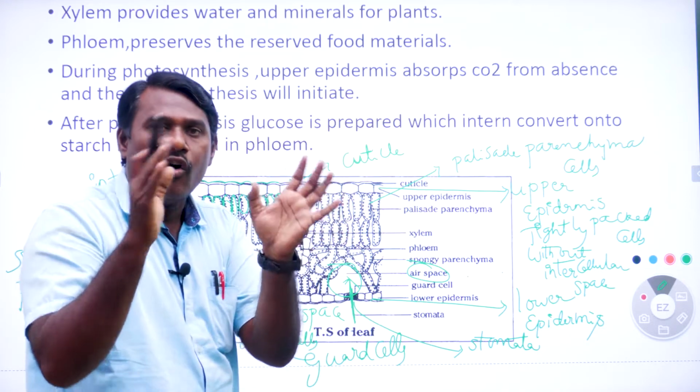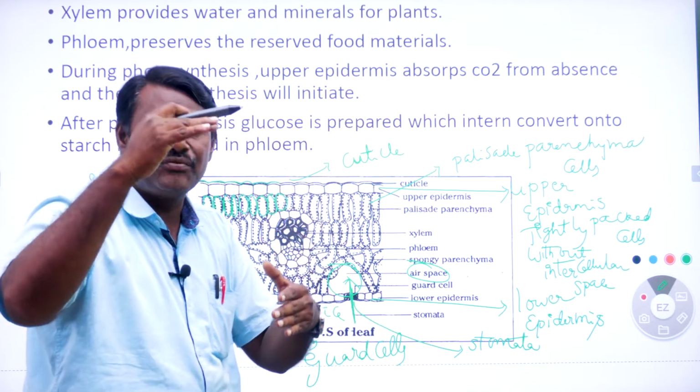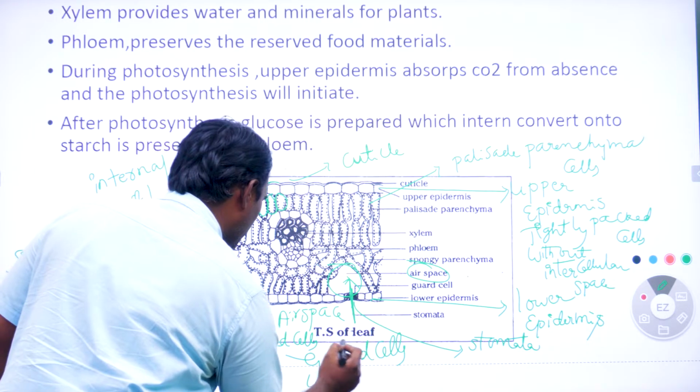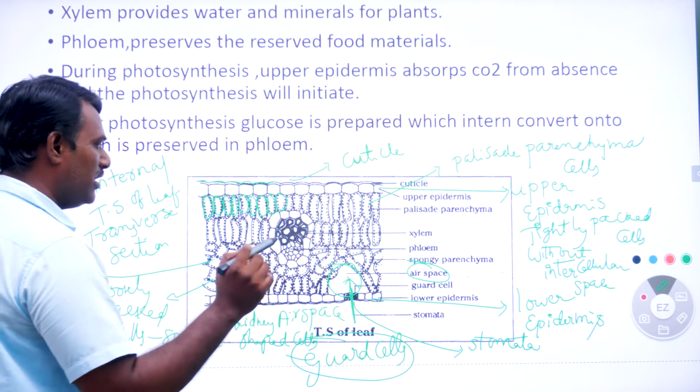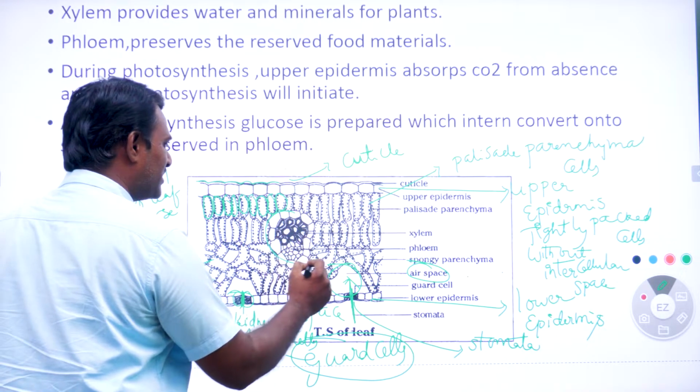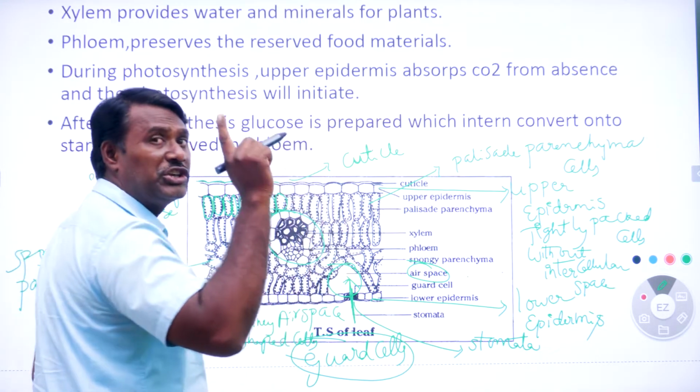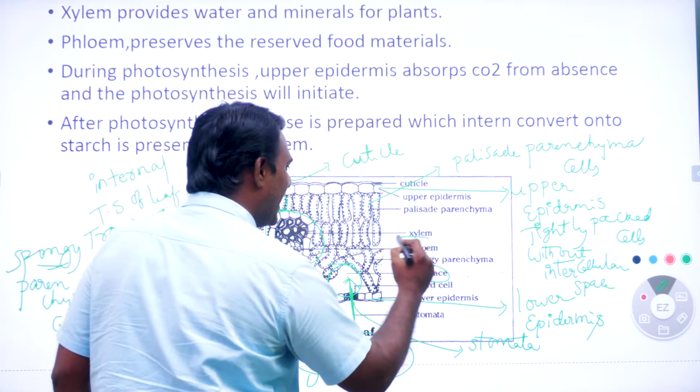So the opening and closing of stomata is influenced by these kidney shaped cells called guard cells. Very, very important. Okay, guard cells. Okay. Next one. Just you can see the middle of the TS of the leaf. Here we have two tissues. Two tissues are called xylem and phloem.